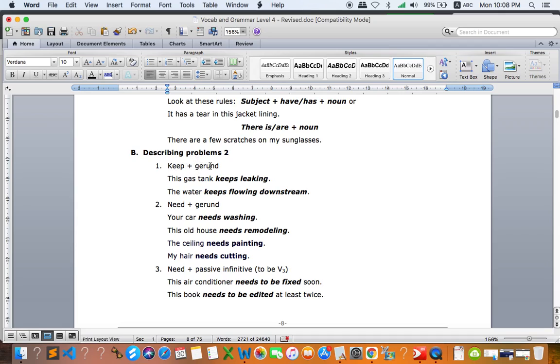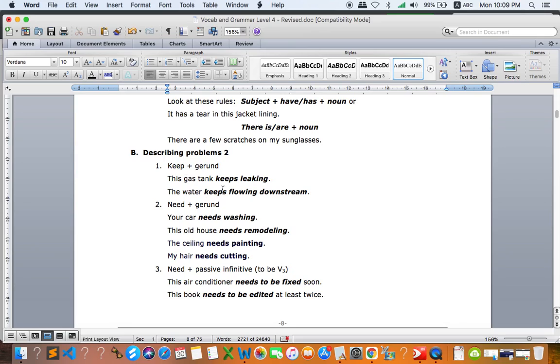When you say keep plus gerund, everyone, it means the problem is still happening. For example, this gas tank keeps leaking, so the problem is happening. It's still existing, and we need a solution for that. The water keeps flowing downstream. Keeps flowing means that it is flowing, and we need some kind of solution for this.